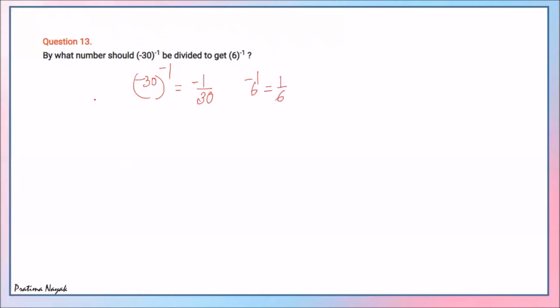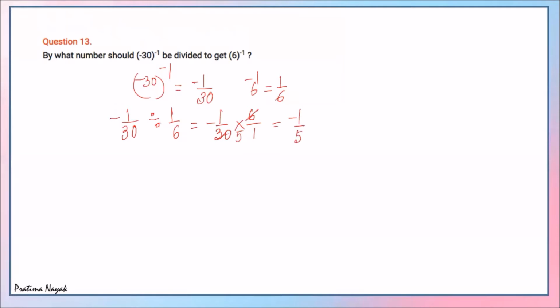Now, what should be divided to get this? That means, what number should we divide minus 1 by 30 by to get this? So it's the same thing. Minus 30 division 1 by 6. I hope you have got the answer in between. Minus 1 by 3 into 6 by 1. Division of a rational number means reciprocal multiplication. So 6 and 30 will be cancelled. It will be minus 1 by 5.